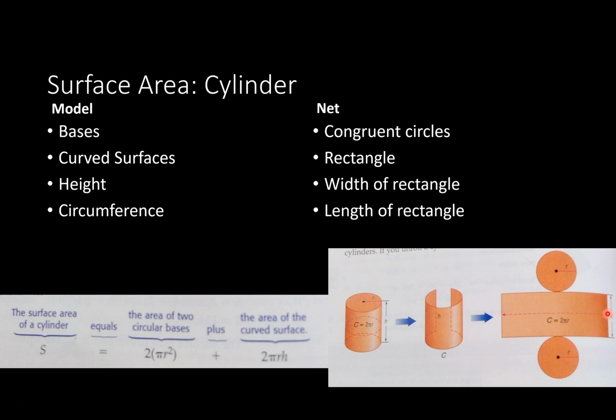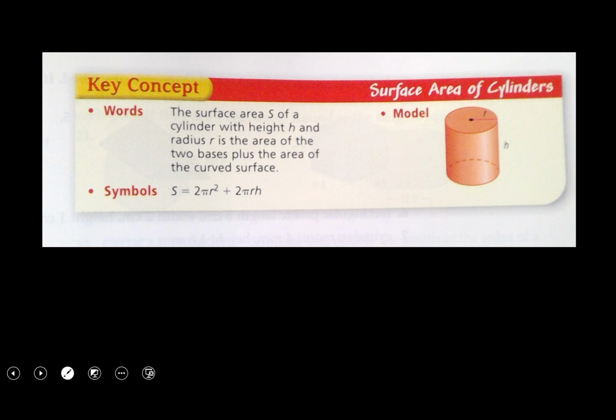So the surface area of the cylinder equals the area of the two circular bases. So we know how to find the area, pi r squared. So 2 circles plus the area of the curved surface. And we just said that that would be the height times the circumference, which is pi r. Or sorry, 2 pi r is how you find the length. And we can put that all together into a beautiful little formula.